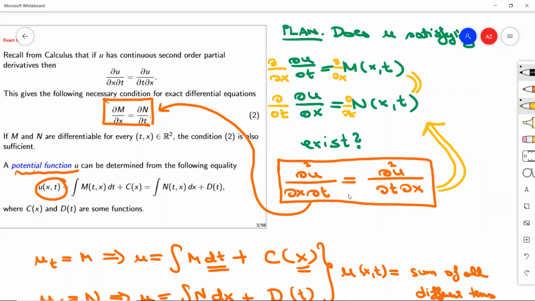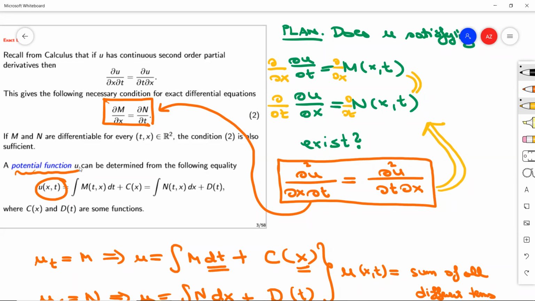So if this isn't true, then this means that our function is not continuous. If we are searching only continuous functions and this condition doesn't hold, this means that our equation is not exact. It's not of this form. So it only means that the solutions of these differential equations are not level curves of some potential function u. Okay, now I understand. Thank you.